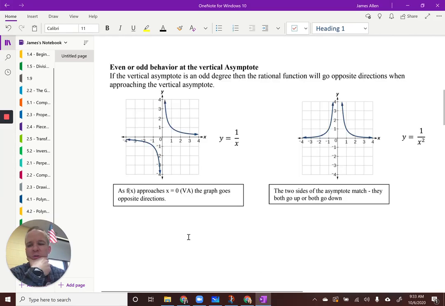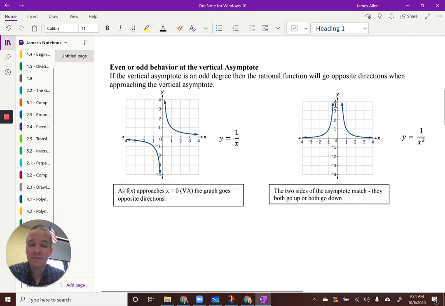So when we're looking at our vertical asymptotes, as we talked about, it depends on the multiplicity, right? If we're looking at our vertical asymptote, here it has a degree of 1, or an odd degree. What happens is as x approaches that asymptote, in this case x equals 0, it goes in opposite directions. Notice how from the left it's going to negative infinity and from the right it's going to positive infinity. But when the multiplicity is even, for example in this one, it's x squared, it's the degree of 2, they go the same direction.